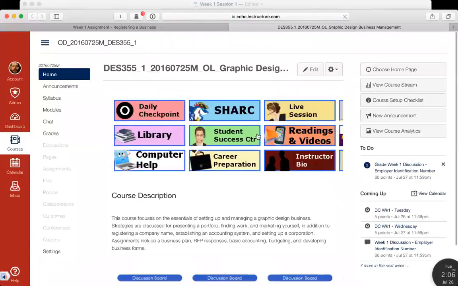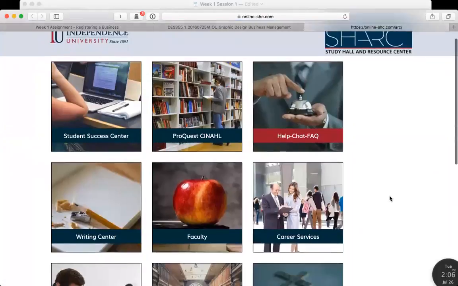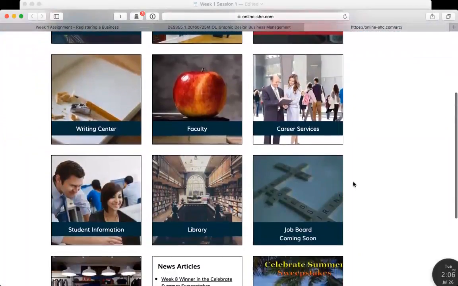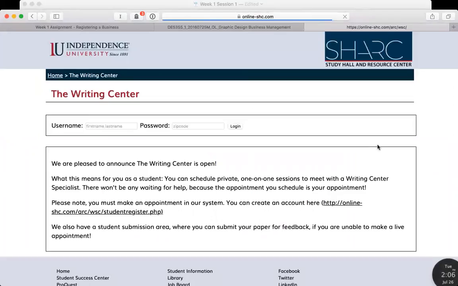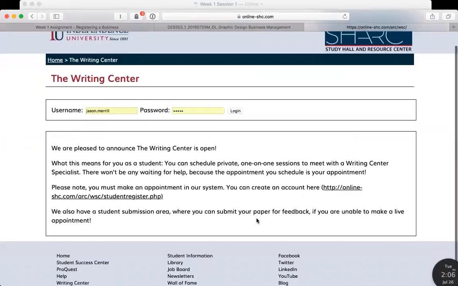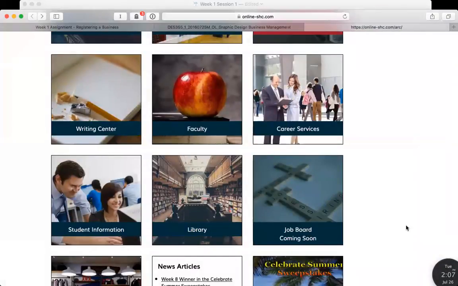On the home page, if you click on Shark, well, first of all, this is a very useful thing, the Writing Center. This Writing Center basically allows you to schedule one-on-one sessions with specialists that can help you with your writing, with APA, making sure that you're doing well as far as grammar and stuff like that. So this is a fantastic resource and one that I would recommend taking advantage of.